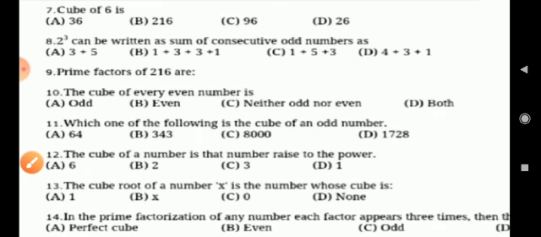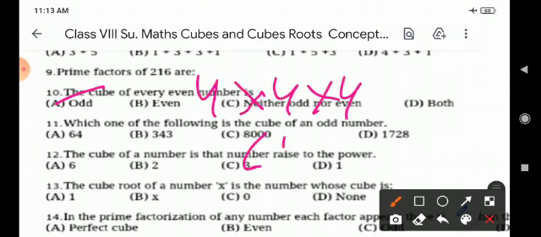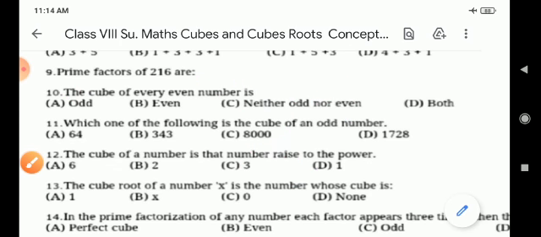Question number 10. The cube of every even number is, that is, even number. For example, 4 is an even number. So 4 into 4 into 4, that is 64. 4 fours are 16, 4 sixteens are 64. So 4 is an even number, 64 is an even number. Okay, children.